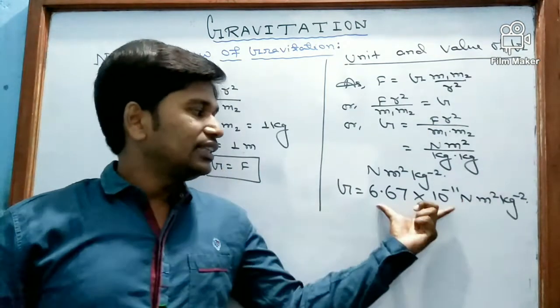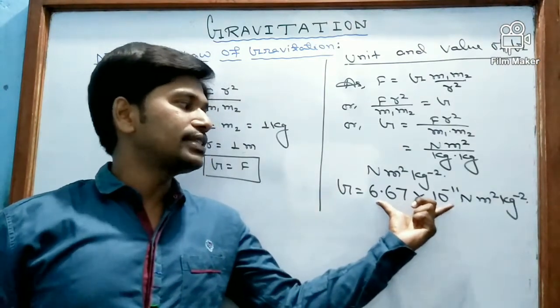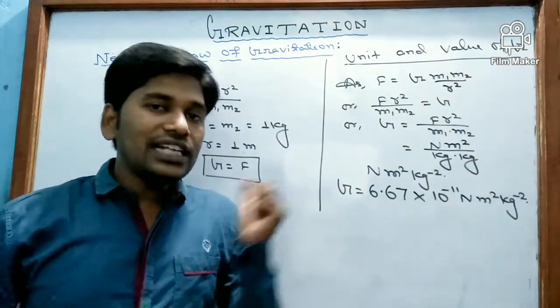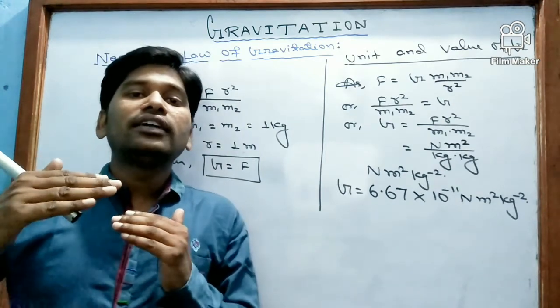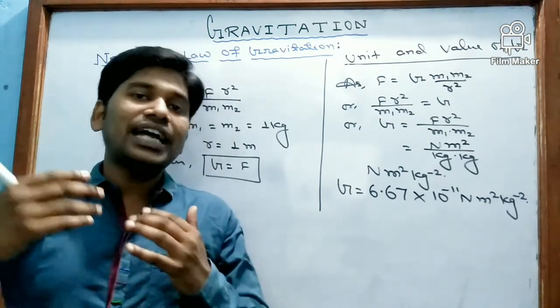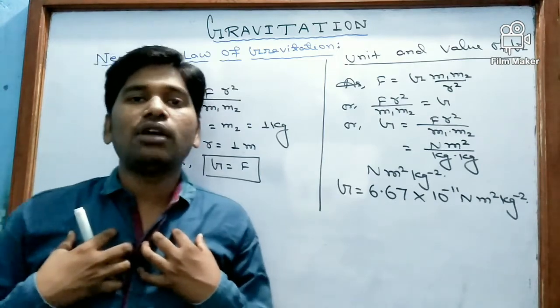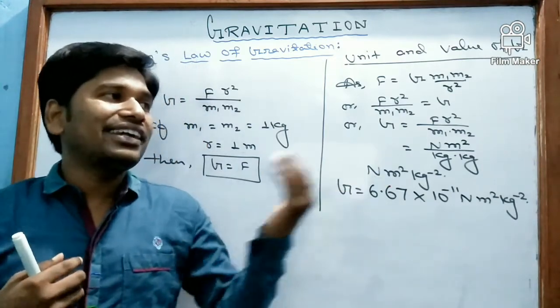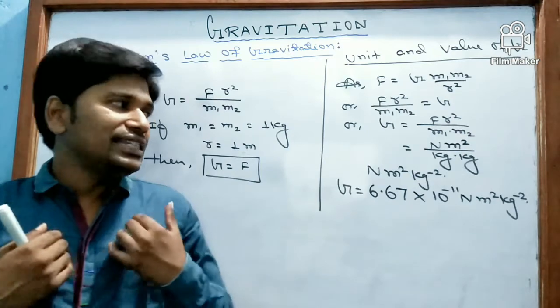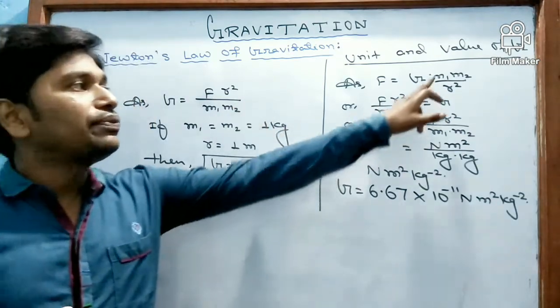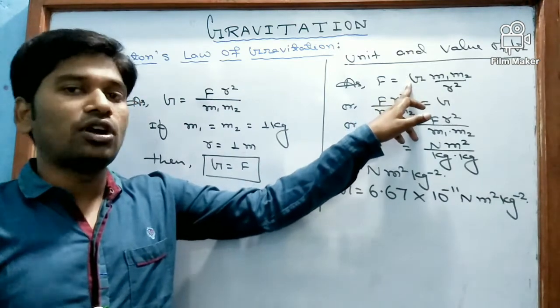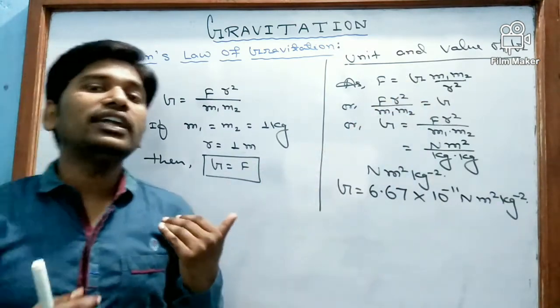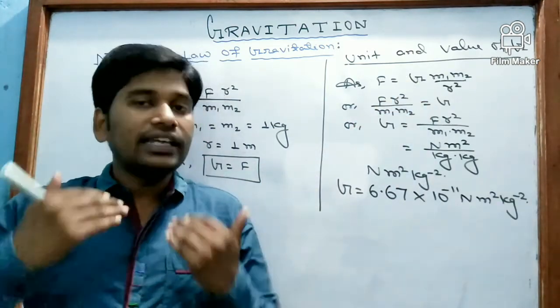We can see this value is very small. That's why we are not feeling this force. That means we are also acting as a body and we are not attracted by any other body, as our mass is very small and this G is also very small. So we are not really experiencing this force.